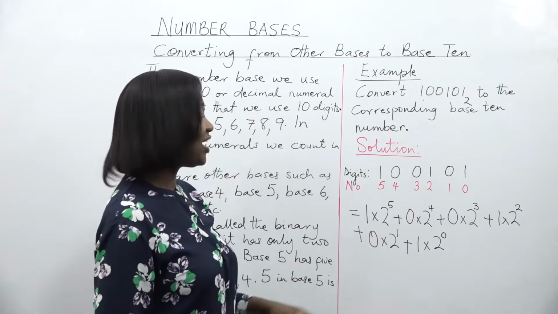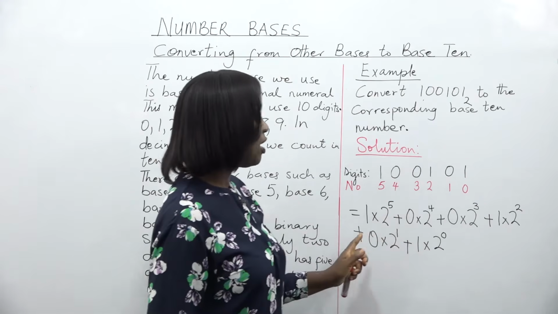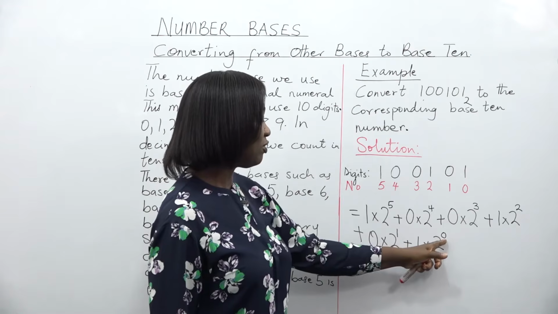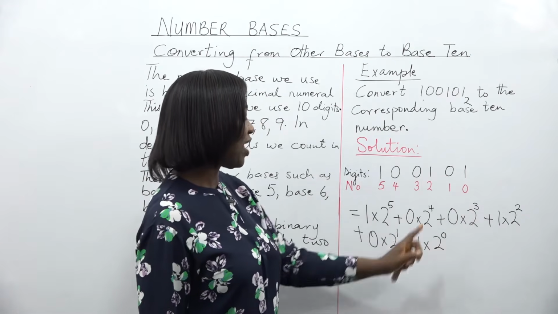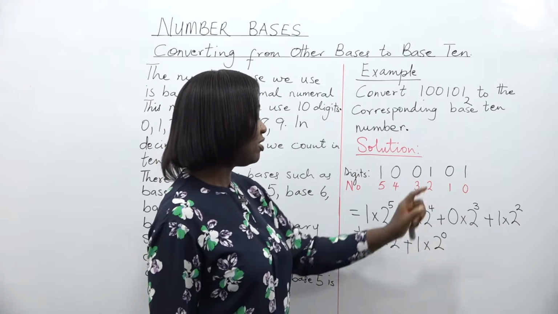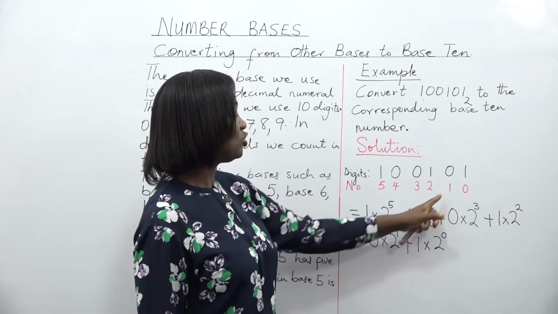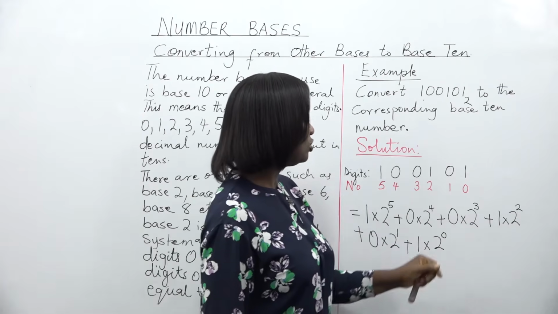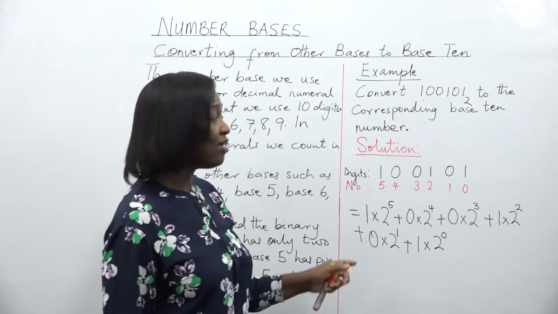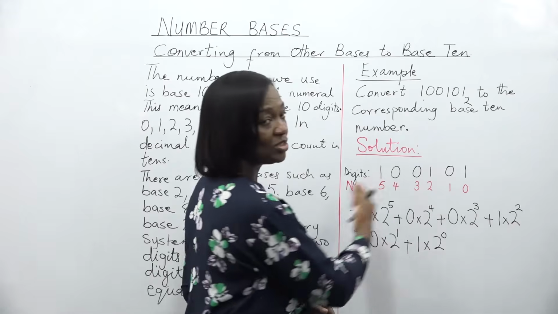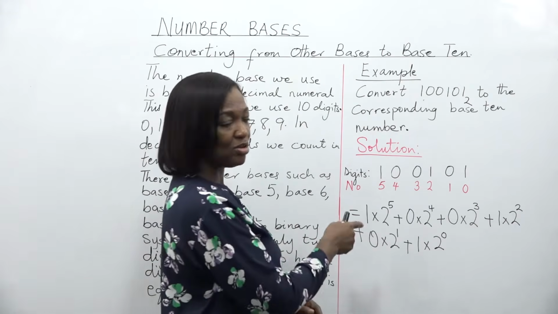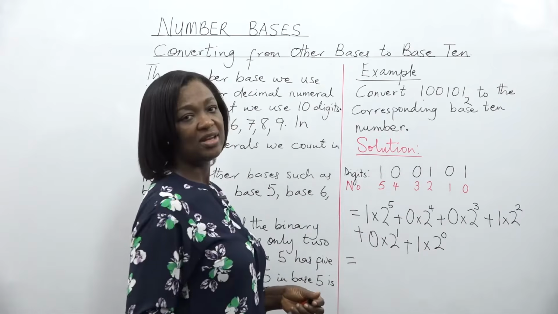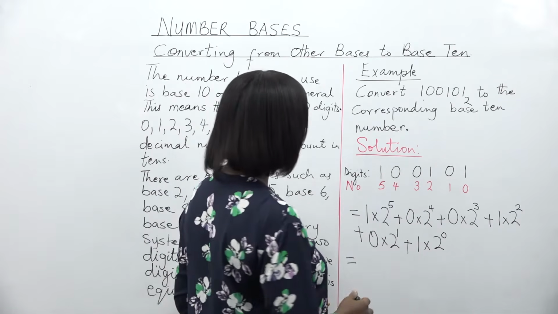So we have multiplied each digit by the corresponding power of 2, starting from 0. The first digit will multiply by 2 to power 0. The second digit will multiply by 2 to power 1. The third digit will multiply by 2 to power 2, and so on, counting from right to left. Please take note of that. So next, we're going to expand and then add together.